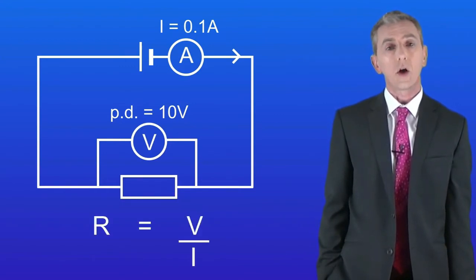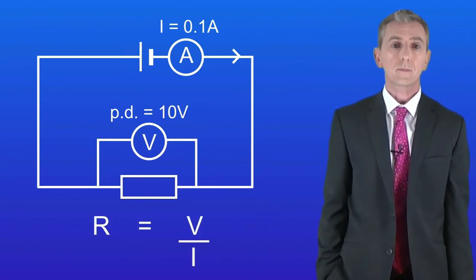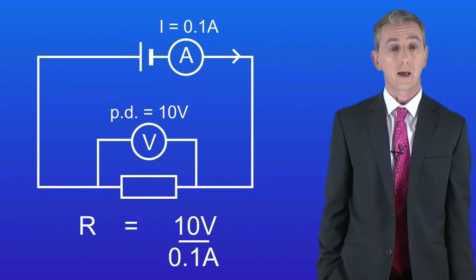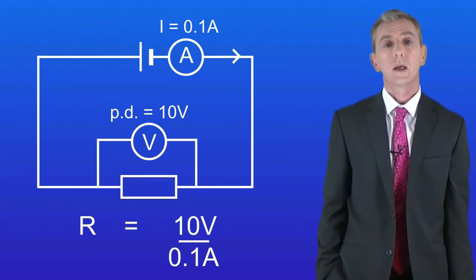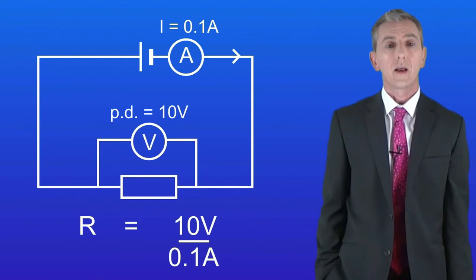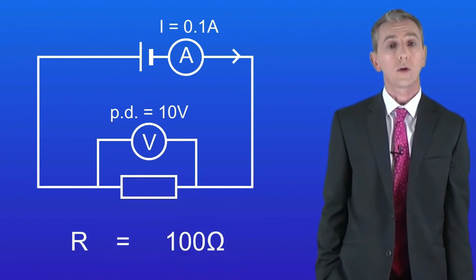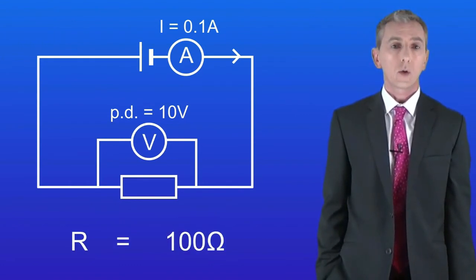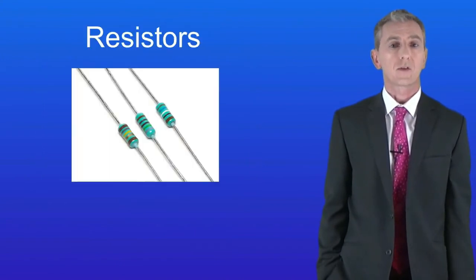I'm going to use the equation R equals V over I. Well, V is 10 volts and I is 0.1 amperes. So if I put this into my equation, then that gives me the resistance as 100 ohms. Okay, I hope that you're feeling happy with resistors.